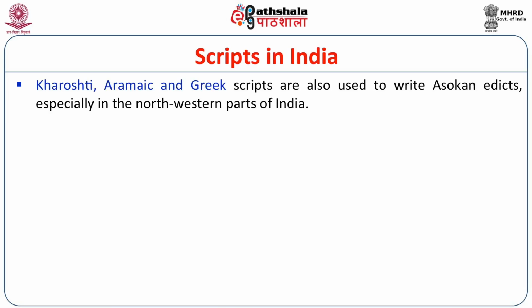They are Kharosthi, Aramaic and Greek scripts, which were specially used in the northwestern parts of India. But their continuation is very limited. They are found only in a certain period of Indian history. However, the Brahmi script is the most important script found in the edicts of Ashoka.